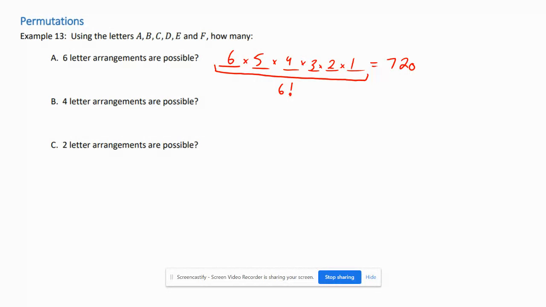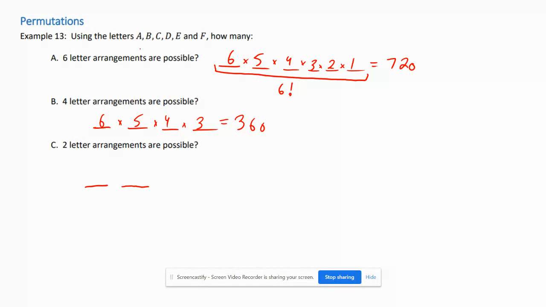Now, for example, for our 13b, on the same thing, we have 6 letters, but now we're only making a 4-letter arrangement. So we're still using the same letters, A, B, C, D, E, and F, but we're making a 4-letter arrangement now. So it's going to be 6 choices, then 5, then 4, then 3. Same idea, except we're starting at 6, counting down, but we stop after we hit 4 letters. So when we hit this 3, we stop. So 6 times 5 times 4 times 3: 6 times 5 is 30, times 4 is 120, times 3 is 360.